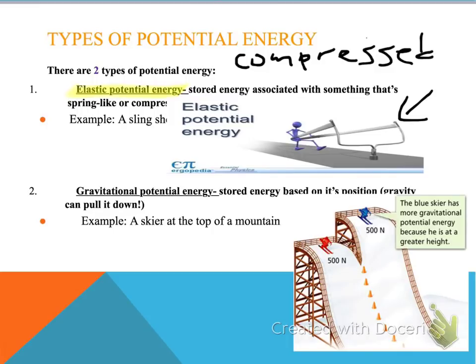The other type of potential energy is gravitational potential energy, and this is stored energy as well, but it's based on its position. So, for example, gravity is going to be pulling it down. And if you look at this picture right here, it shows a skier at a lower hill, and then another skier at a higher hill. And the skier that's at the higher hill has more gravitational potential energy because he's at a greater height. He has more energy to release because the hill is higher. So that is gravitational potential energy.